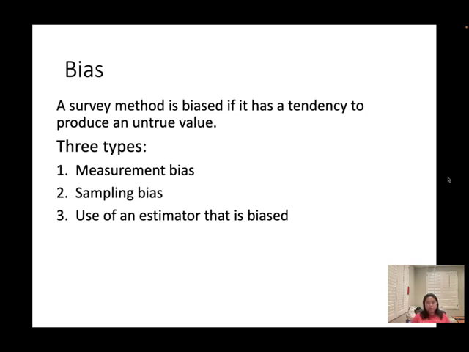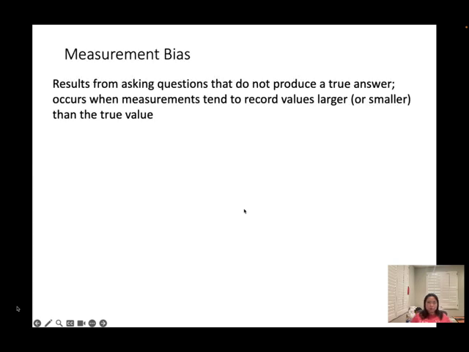Bias. A survey method is biased if it has a tendency to produce an untrue value. 3 types. First, measurement bias. Second one, sampling bias. Number 3, use of an estimator that is biased. So we're going to talk about this one by one. Measurement bias results from asking questions that do not produce a true answer. It occurs when measurements tend to record values larger or smaller than the true value.